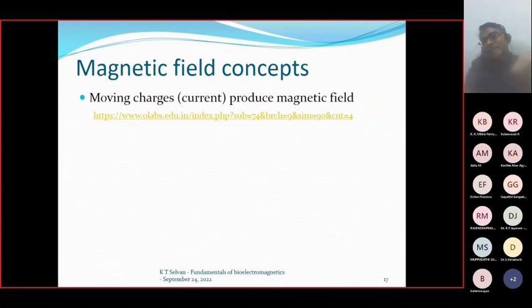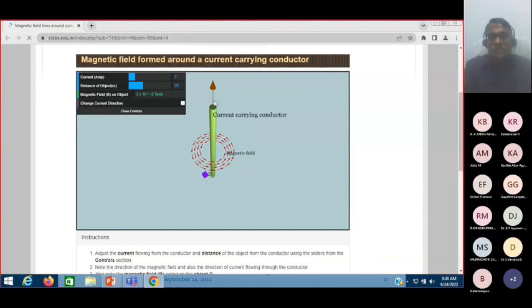Magnetic field is produced by moving charges. Moving charges constitute current. Current produces a magnetic field. Let us look at a simple animation. This carries a current which is directed like this, and that causes a magnetic field around it.